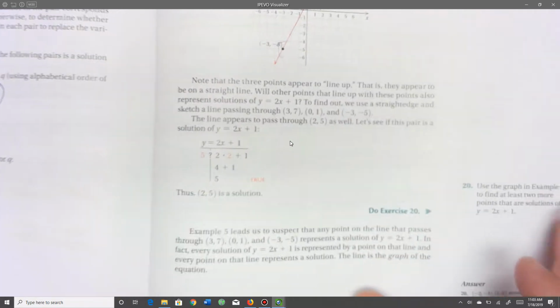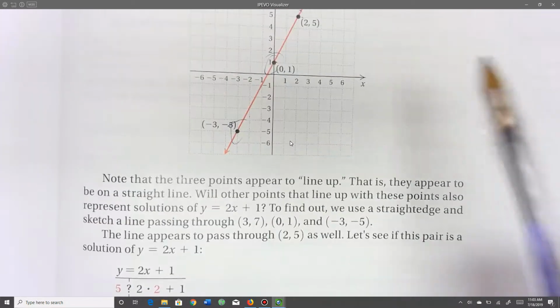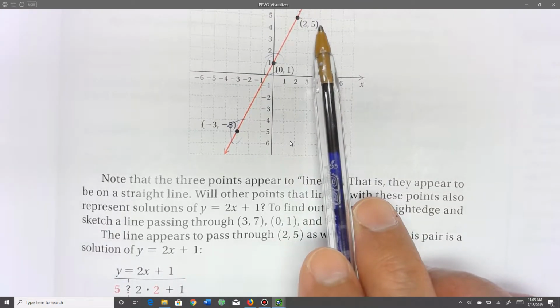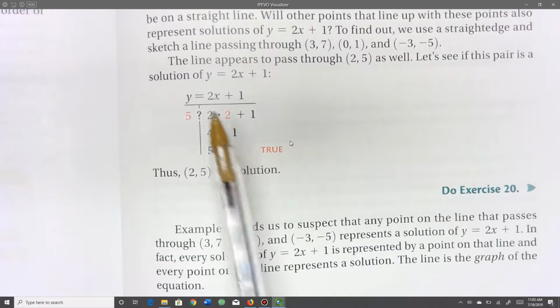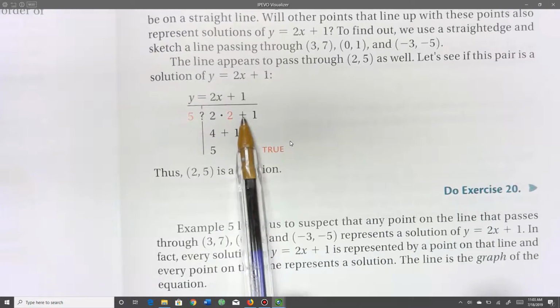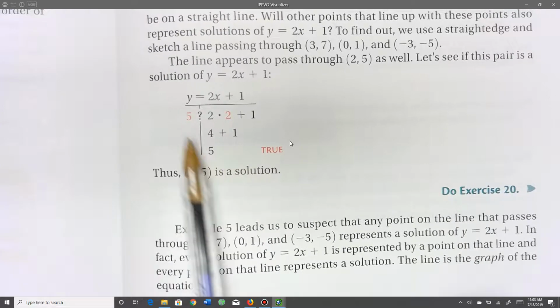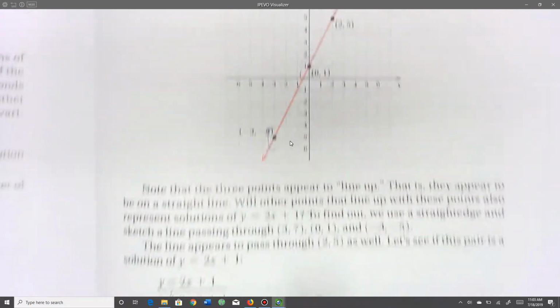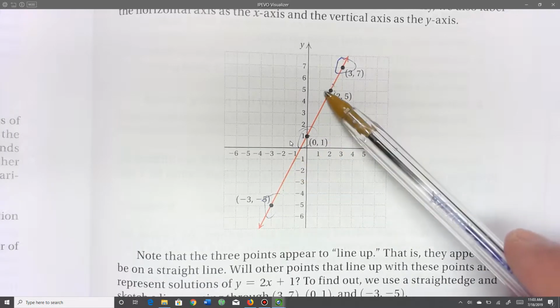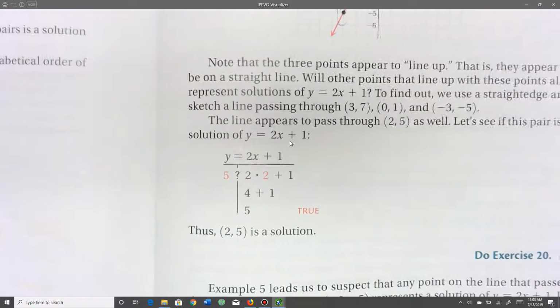So let's move on. In this case, we chose 2 and 5 for the extra points. And they went ahead and plugged it into the equation, substituted values into the equation, and it turns out that the equation is true, and it should be, because we got it right out of that graph. We got it right out of the linear graph. All right, so let's move on.